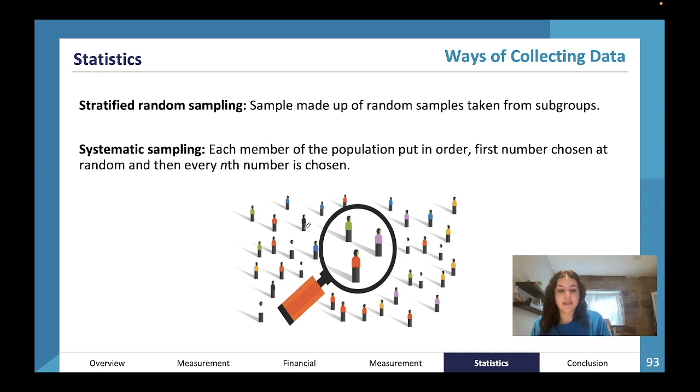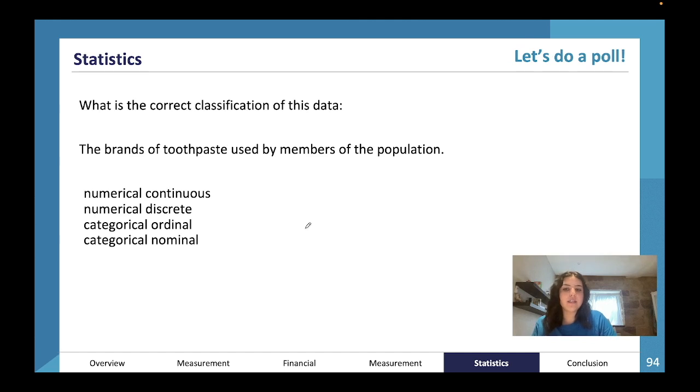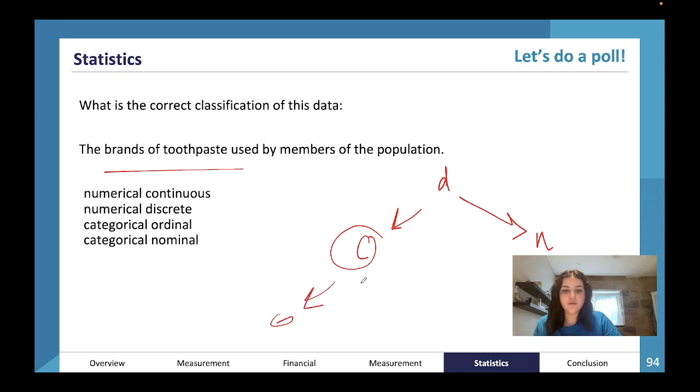So what is the correct classification of this data? The brands of toothpaste used by members of the population. So we have our data. Is it categorical or is it numerical? Brands of toothpaste is a categorical piece of data. Now, is it ordinal or is it nominal? Is there an intrinsic order, like there are ranks, or is it just different categories? It is just different categories. So categorical, nominal.